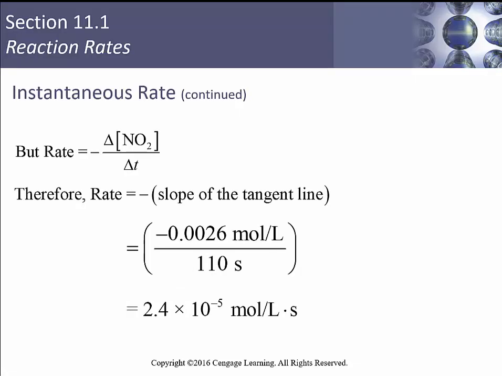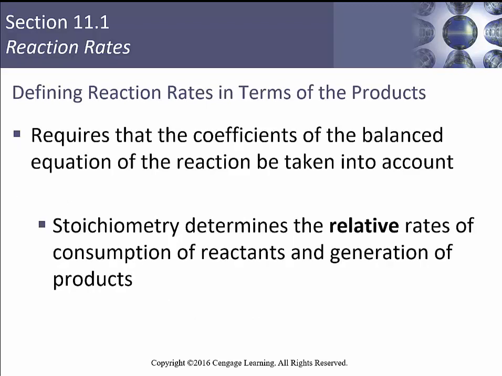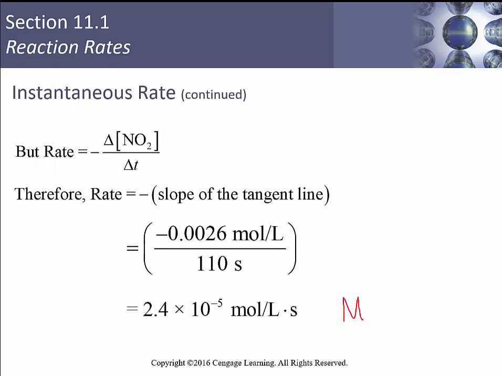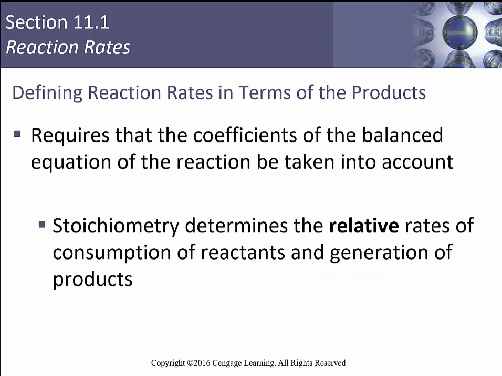So our instantaneous rate, we'll continue this. But our rate is going to be negative change in NO2 concentration per change in time. Therefore, our rate is going to be our negative slope of the tangent line. So minus 0.0026 moles per liter per second. So 2.4 times 10 to the minus 5 moles per liter per second. Another way to write this out is molar per second, or sometimes you might see moles times seconds to the minus 1. Just want you to be aware that there's different ways to write this unit out. These are all the same thing.